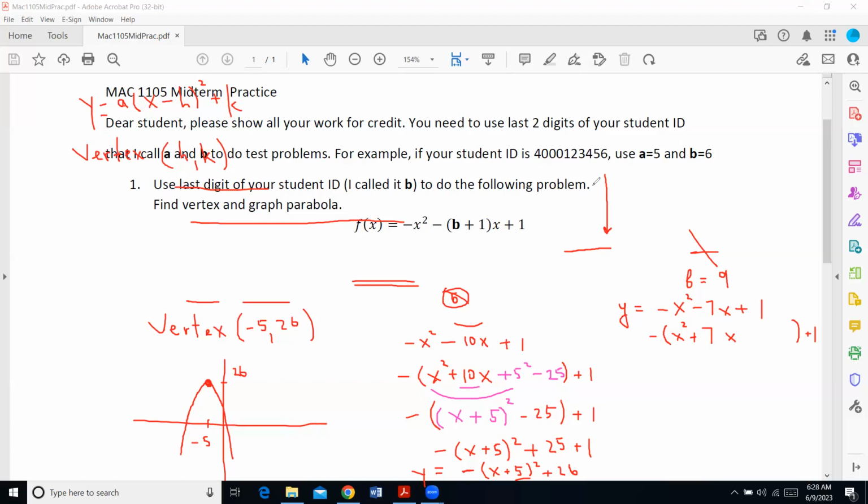So if your student ID has 3, then you put 3 instead of B and add 1, it's going to be 4. If it's 5, you add 1, it's going to be 6. So whatever the last digit of your student ID is, you put it here instead of the letter B, and then you will be able to do the exercise. I just want to make sure that not everyone in class has the exact same answer.